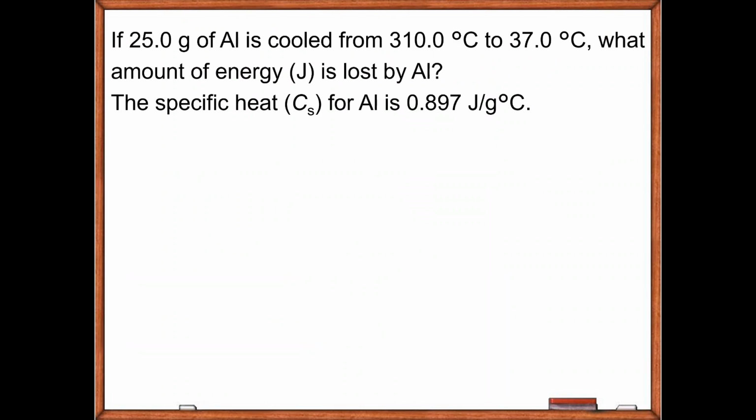So suppose we have a 20-gram sample of aluminum. It's cooled from 310 degrees C to 37 degrees C. What amount of energy in joules is lost by the aluminum? And they give us a specific heat. We'll get back to calorimetry, but let's just try another specific heat problem. Give this one a try, and we will go over it together.